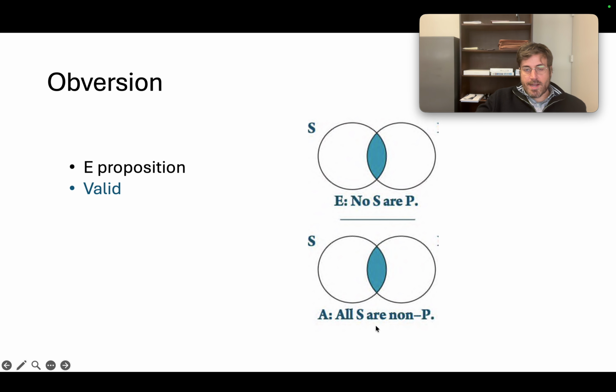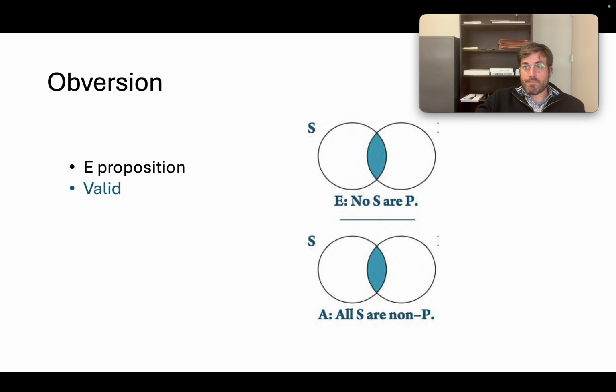So this is how you diagram all S are non-P. We need shading in region 2. Everything that is an S is also not a P, so we can't have anything in that area of overlap. And we do have logical equivalence between the obvertend and the obverse. So E propositions are always validly obverted, and the Venn diagram does show that these are identical, right? Okay, these are universals, so we have shading.